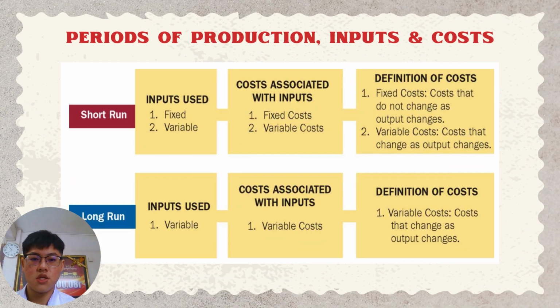Period of production, input and cost. In the short run, there are only two inputs used, which are fixed and variable. And of course, only fixed cost and variable cost. Fixed cost means costs that do not change as output changes. And variable cost means costs that change as output changes. And then in the long run, only variable inputs are used and there is only variable cost.